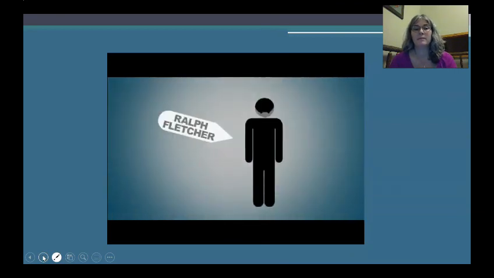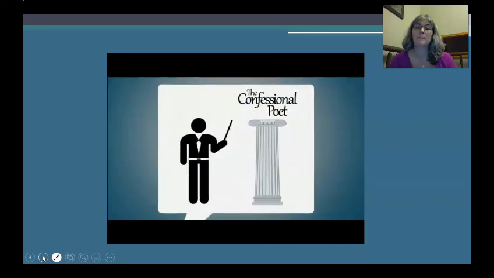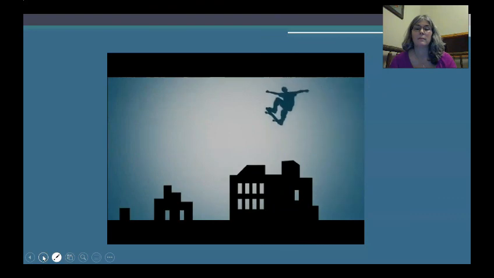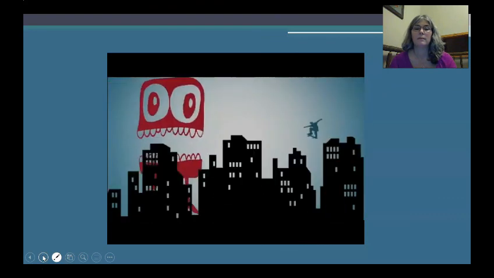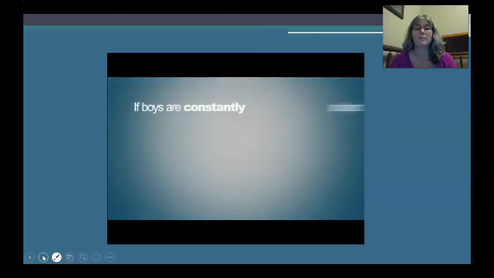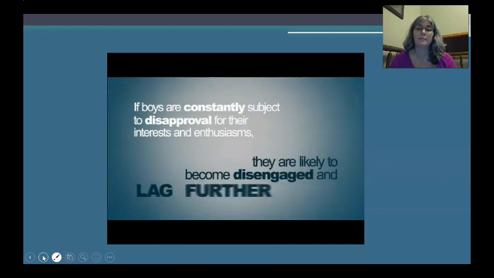Celebrated writing instructor Ralph Fletcher contends that too many teachers take what is called the confessional poet as the classroom ideal. Personal narratives full of emotions and self-disclosure. These are stories girls commonly write, and these are prized, whereas action stories describing, say, a skateboard competition or a monster devouring a city, these are not. If boys are constantly subject to disapproval for their interests and enthusiasms, they're likely to become disengaged and lag further behind.